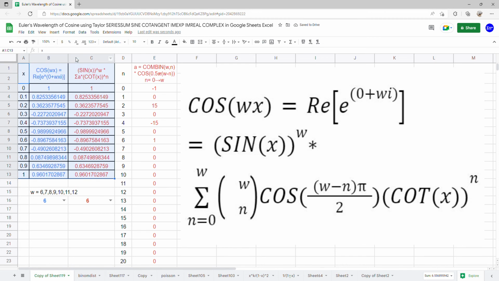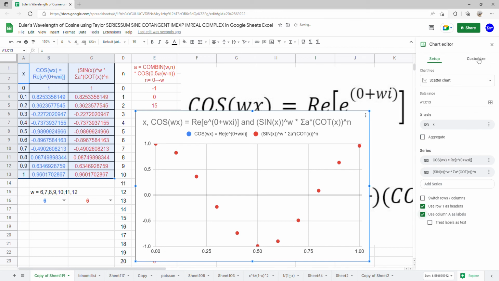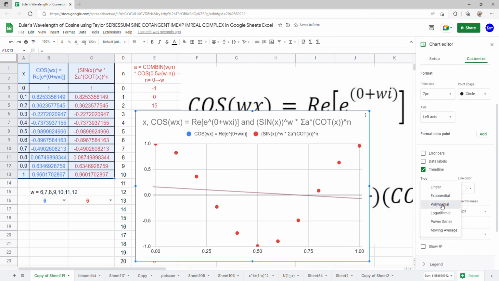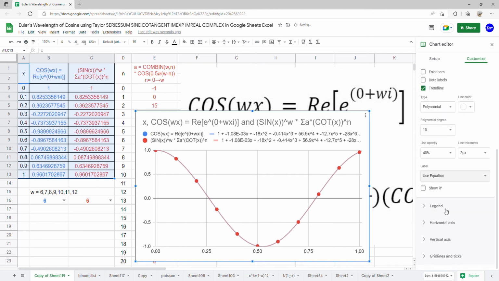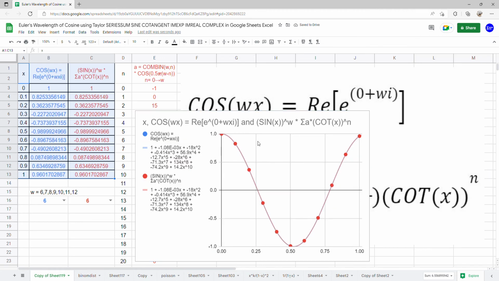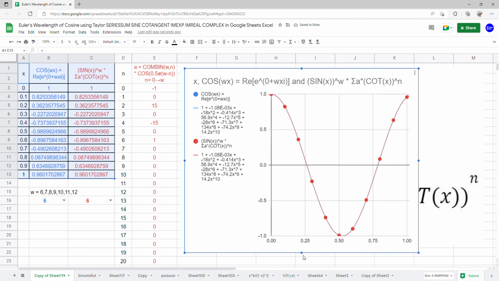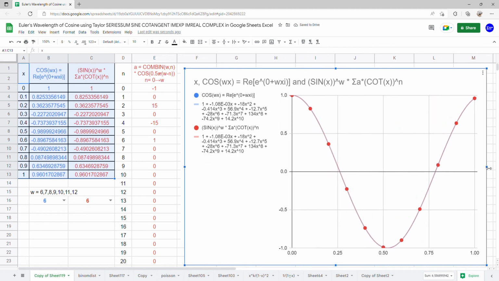And we'll chart this. Insert chart. And we use scatter chart. We show the trend line, the type polynomial, the degree 10th. For the label, use the equation and the legend position at the left. So here's our trend line. And we chart this.